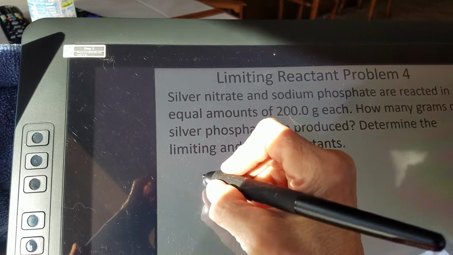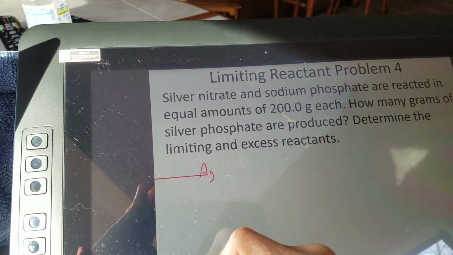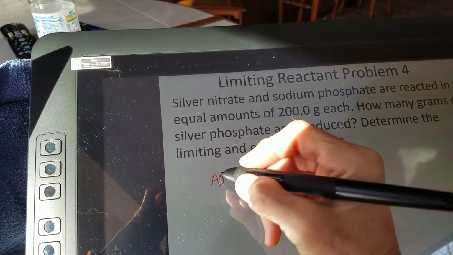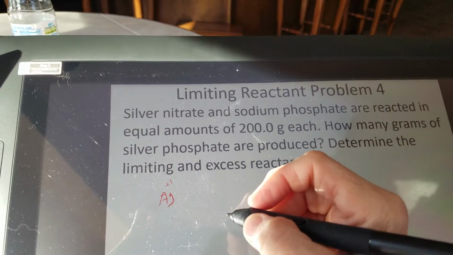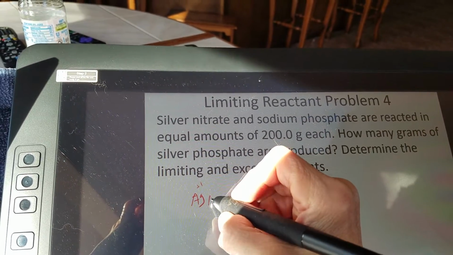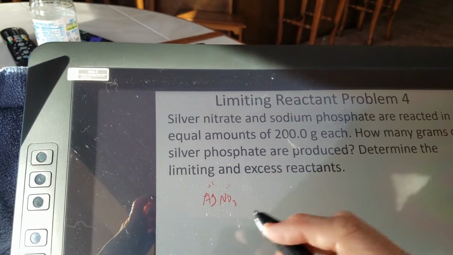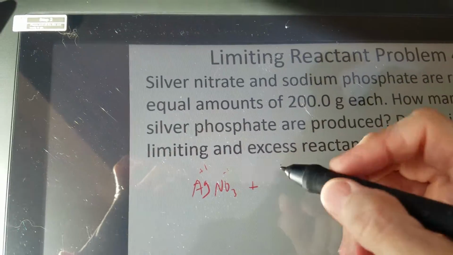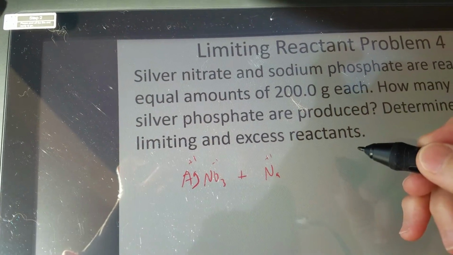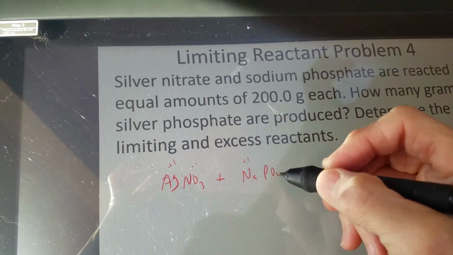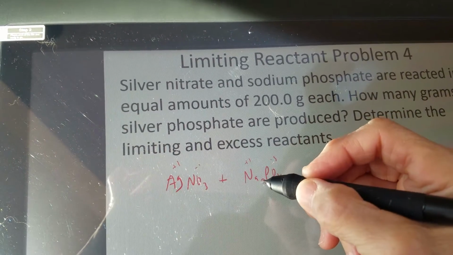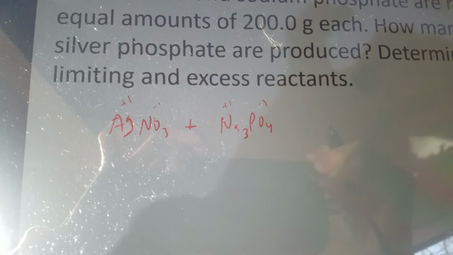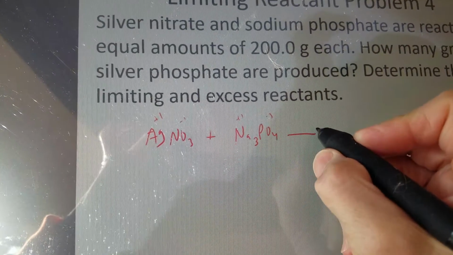So I've got silver nitrate. Remember, silver is one you memorized for having a +1 charge. Nitrate is a polyatomic ion, NO3 with a -1 charge, so that doesn't need additional subscripts. I'm reacting it with sodium phosphate. So sodium is in group 1A, so it has a +1 charge. Phosphate is a polyatomic ion with a -3 charge, so that means I'd need a 3 on my sodium. So again, this goes back to having to write your correct formulas for your particular compounds.